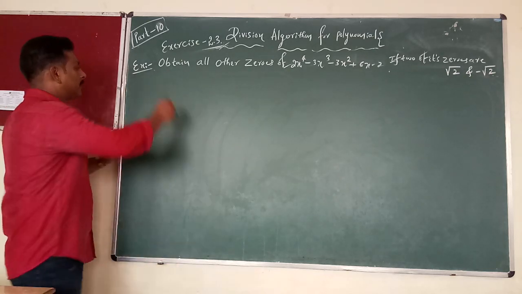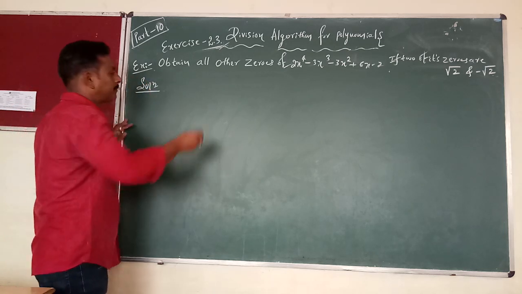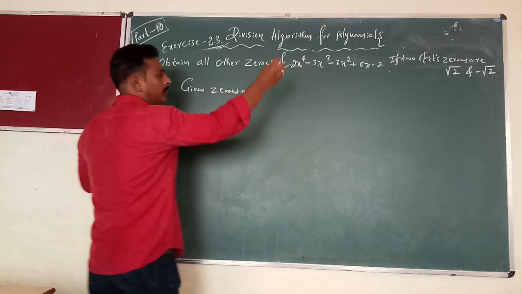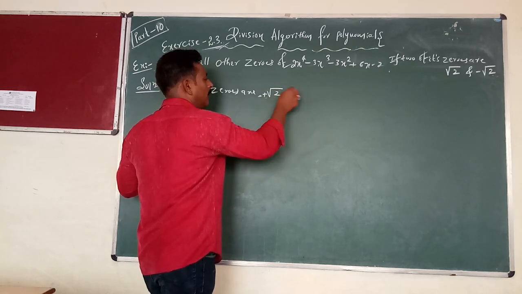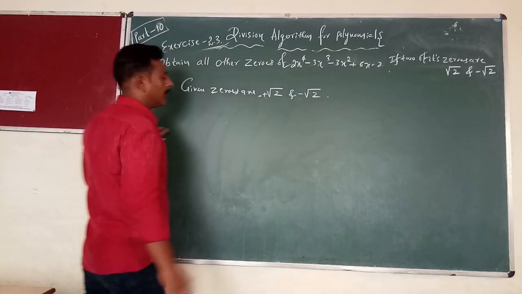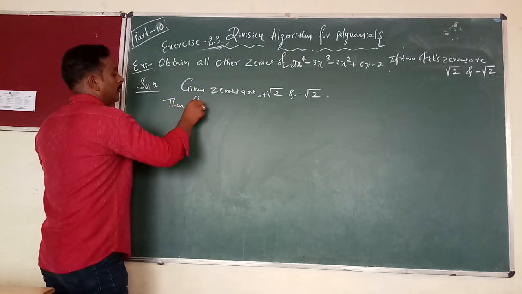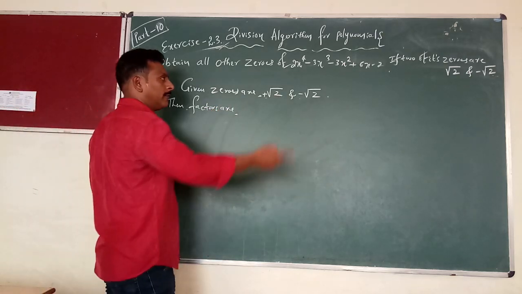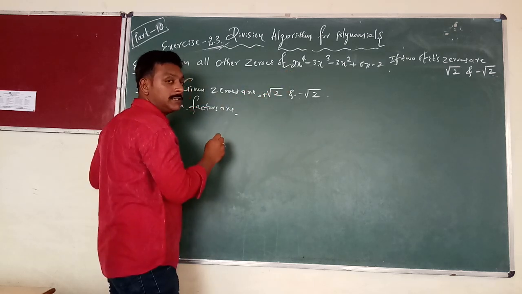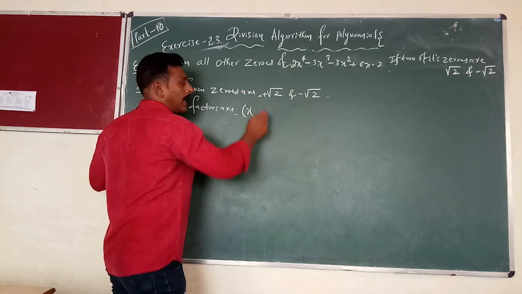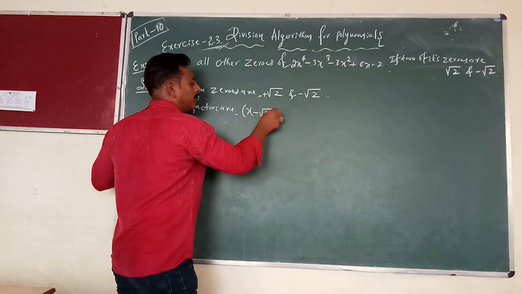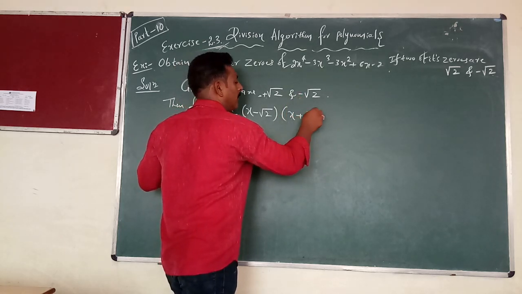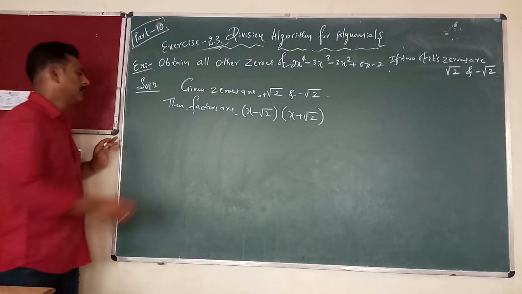So let's start. What are they given? The given zeros are plus root 2 and minus root 2. Then the factors are: what I said, you have to take the same variable and change the sign of each zero. So the variable is x, as it is plus root 2, you have to make it x minus root 2, and another one is x, as it is minus root 2, make it x plus root 2. These are the factors.